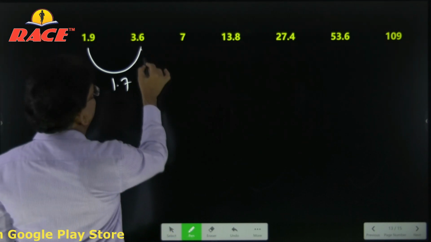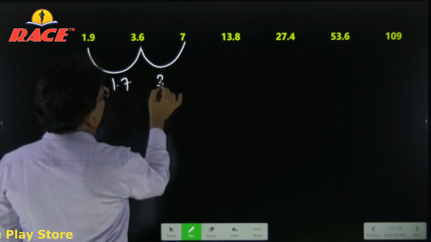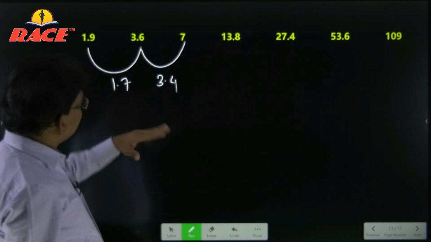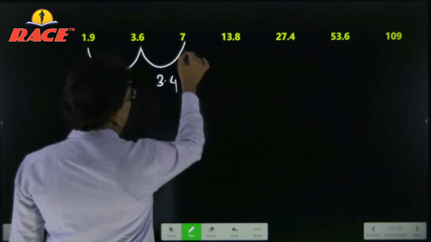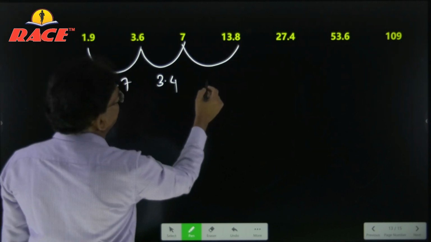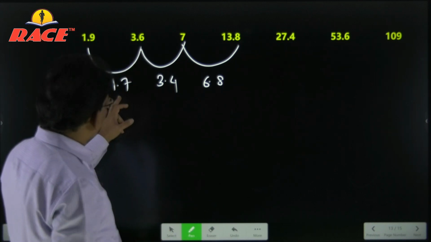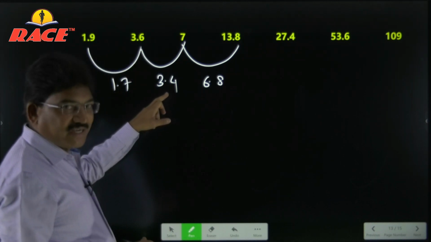Yes, 3.6 and 7. So this is 3.4. Oh, with this one we can get an idea. 1.7, 3.4, double. Let us see. What is the difference between these two, 7 and 13.2? This is 6.8. No, that's it. Very clear. 1.7, double. The difference is getting double.